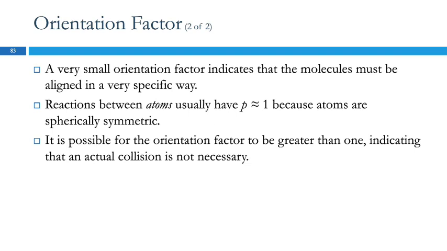When we have reactions between atoms, two atoms bumping into each other, those usually have an orientation factor close to 1, because atoms are spheres. They don't have a front side and a back side, right? No matter how you hit them together, they're oriented correctly. And then, just to be weird, it's possible for the orientation factor to be greater than 1, and that indicates that an actual collision is not necessary.